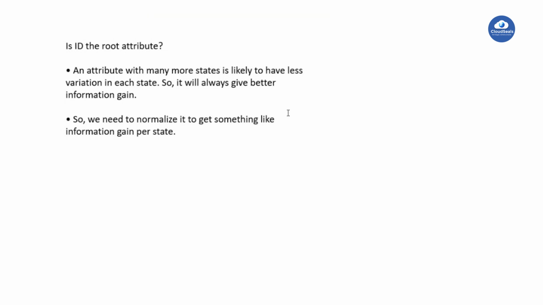For example, we have different states, and there might be a little bit of difference, but the difference is not much. But compared to India and the US, the lifestyles differ greatly. That's what it is saying here: many more states are likely to have less variation in each state. In each state, the variation is very less. So we need to normalize to get something like information gain.